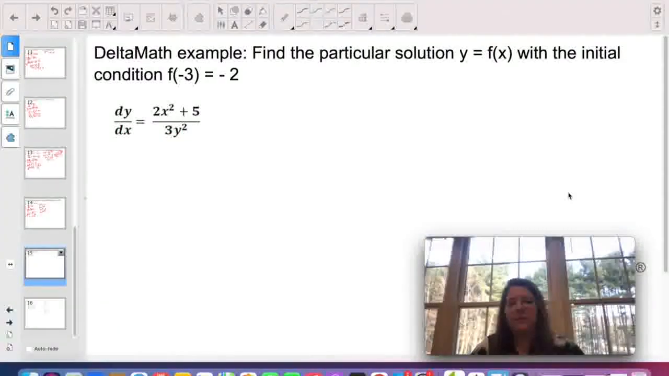This is a Delta Math example. They are wording it a little bit different. Instead of giving you the ordered pair 3, negative 2, they're writing it as a function ordered pair, which is fine. And here, this is very similar. So go ahead, pause the video, see if you can get this one, and I'll come back with the solution in a minute.